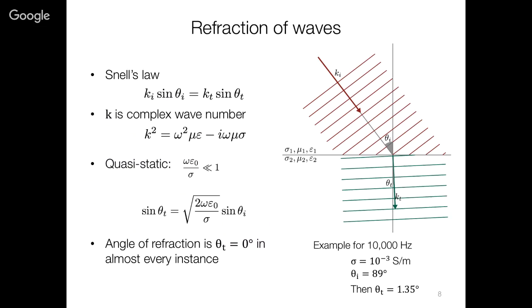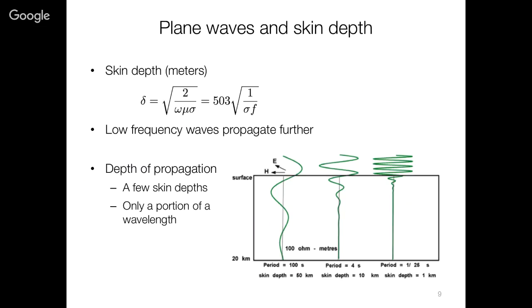So even waves that are coming in at 89 degrees hit the Earth and go basically straight down. This is why in magnetotellurics, people often think about the primary signal as just being a vertically propagating plane wave, and that generally works pretty nicely.